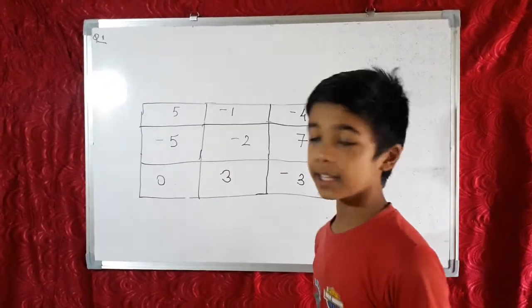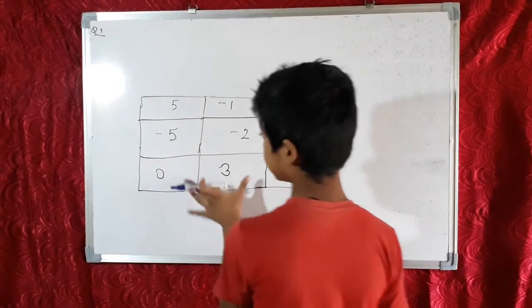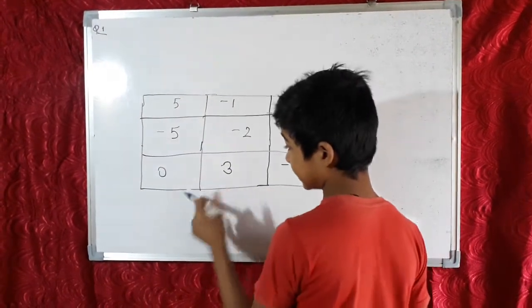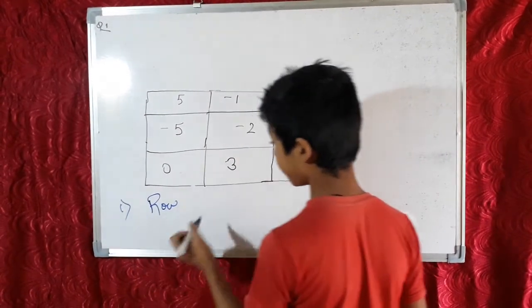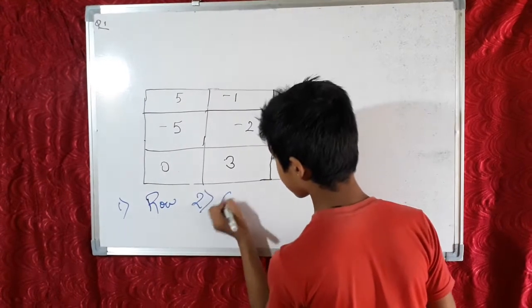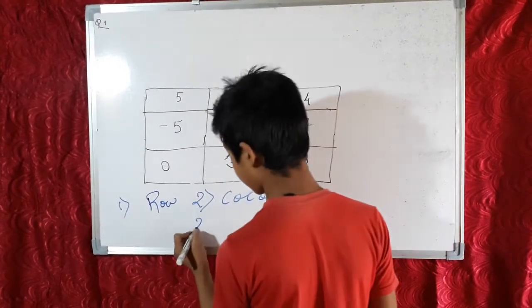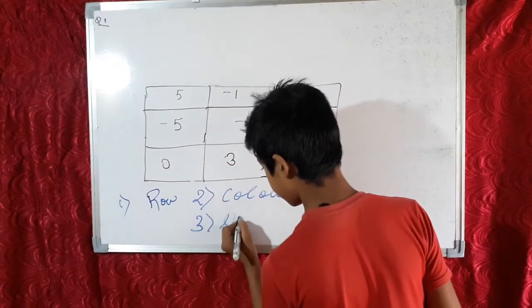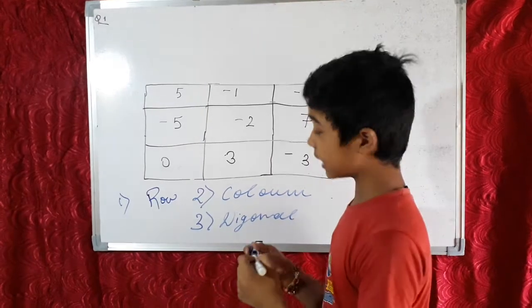So friends, we know that there are three types in this magic square. First is row, second is our column, and third is our diagonal. These are the three types in a magic square.